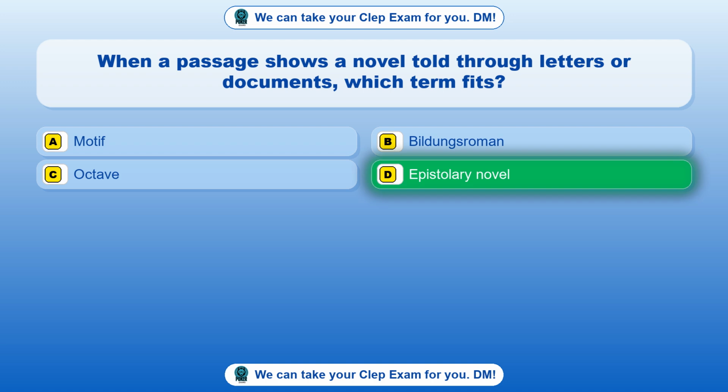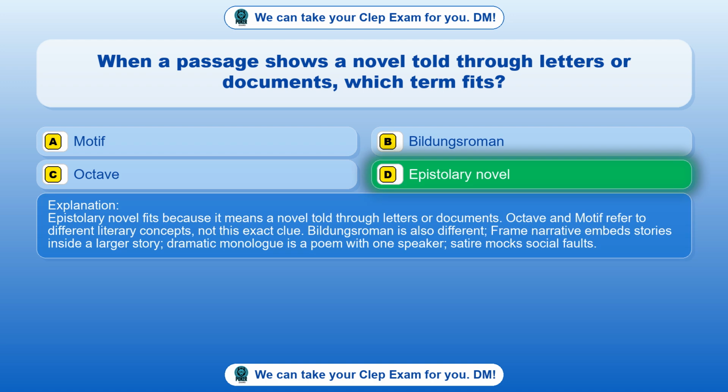Epistolary novel. Epistolary novel fits because it means a novel told through letters or documents. Octave and motif refer to different literary concepts, not this exact clue. Bildungsroman is also different. Frame narrative embeds stories inside a larger story. Dramatic monologue is a poem with one speaker. Satire mocks social faults.